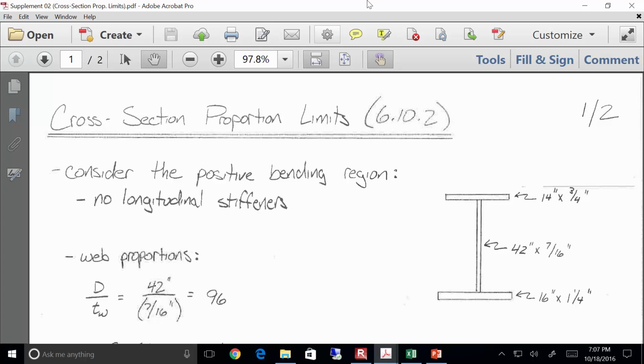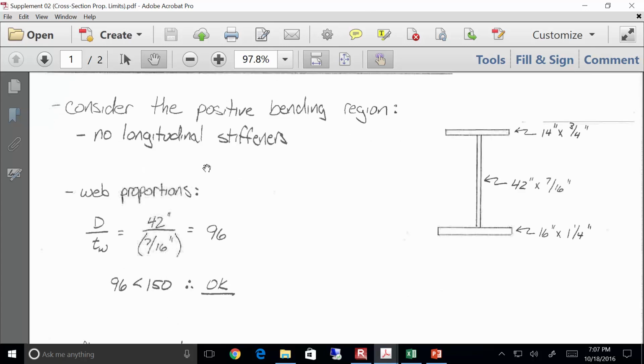First off, the web proportions, D over TW. So that's the slenderness of this web, 42 divided by 7/16. Do the math and you're going to get 96. Is that good? Pretty straightforward, right? So 96 is less than 150, we're good. That web meets appropriate slenderness limits. Any questions? Okay.